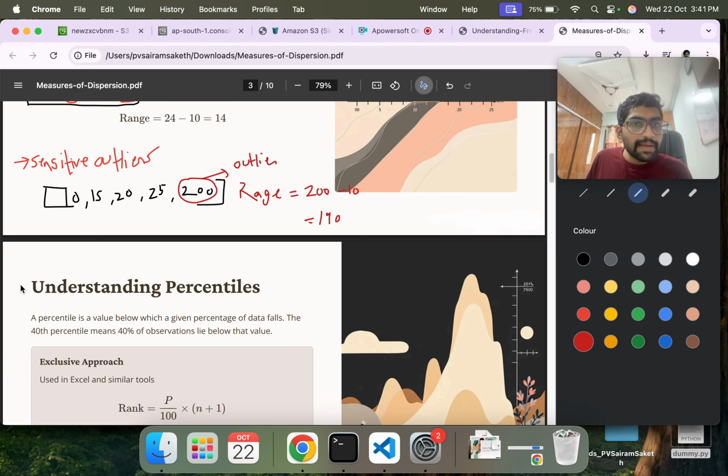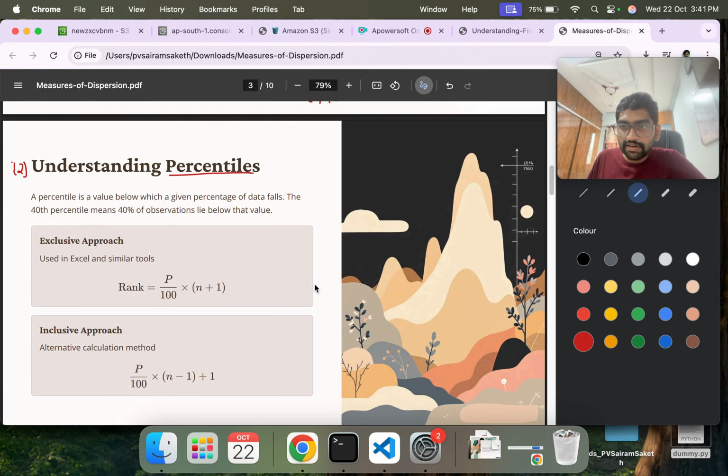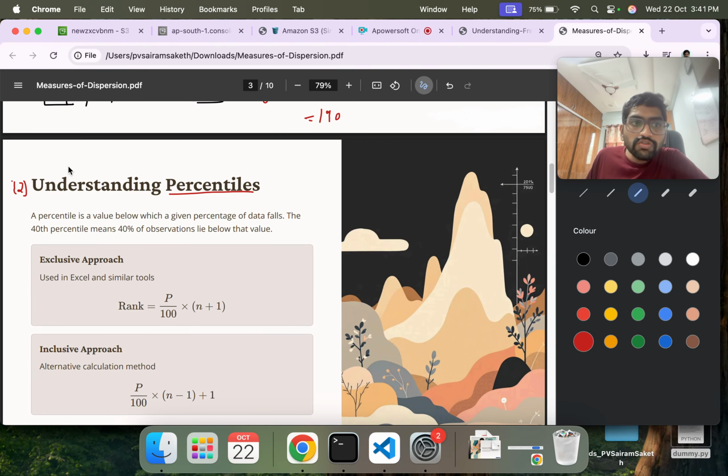The second measure of dispersion is the percentile. So what is the percentile? In exams, competitive exams also, you have heard the word percentile. So what is the meaning of 40 percentile? I will take the example of 40 percentile and explain what it means.